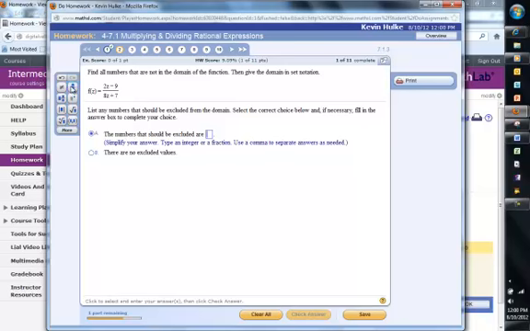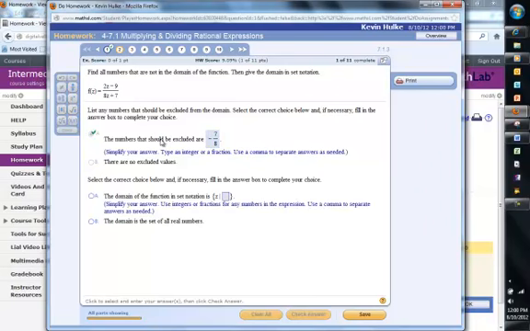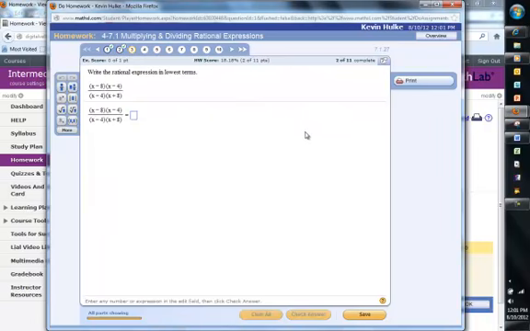So the only number that's not included is negative 7/8. The domain of the function is the set z such that z does not equal negative 7/8. Check answer.